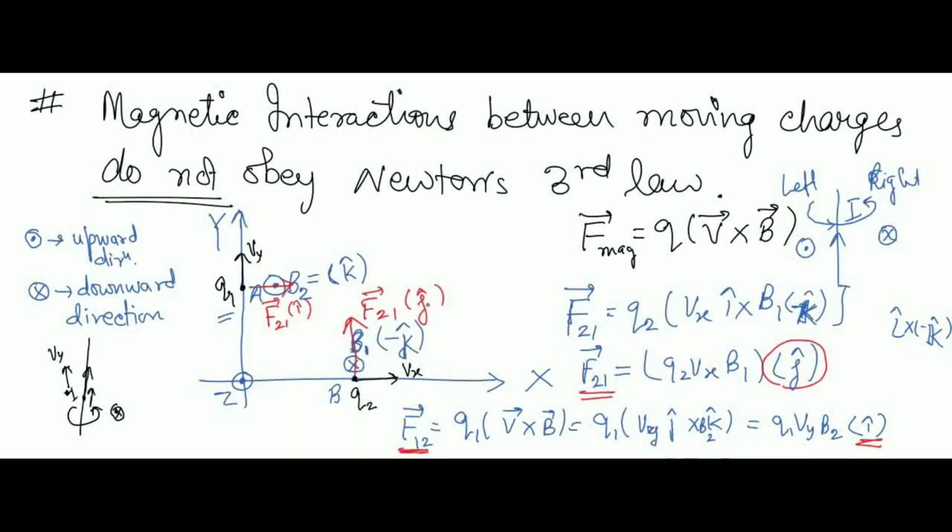So in this type of interaction, like the magnetic interaction of moving charges, Newton's third law is not followed. As I have mentioned earlier, in mechanics the third law is applicable almost everywhere, but in these types of interaction it may or may not be, like in this case where the magnetic interaction was seen between the moving charges. So we have concluded that Newton's third law is not valid here. So this was all about Newton's third law.